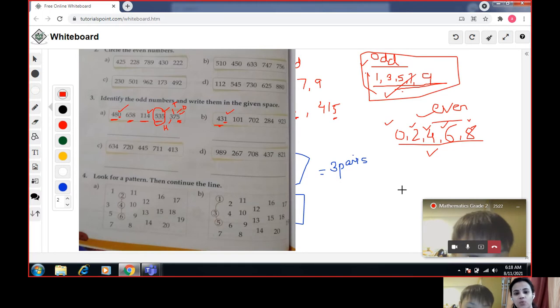See, 1 is not in the even numbers. See here, these are the even numbers: 0, 2, 4, 6, and 8. And here 1 is written. Can you see the number 431? Here in the ones place 1 is written, and 1 is not there in the even numbers. So how is it even? It will be an odd number.